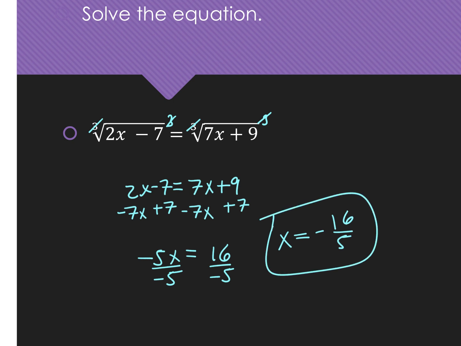All right. And then once again, a cube root, odd roots, we don't have to check. I know that this is going to get us a true statement because we are allowed to cube root negatives.